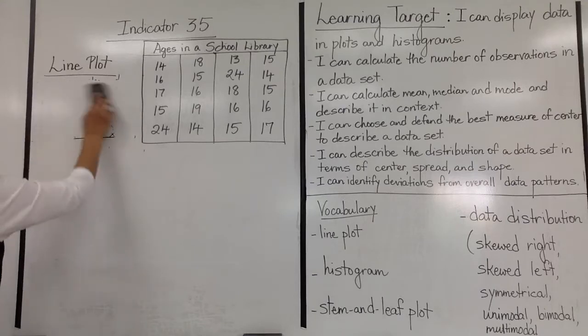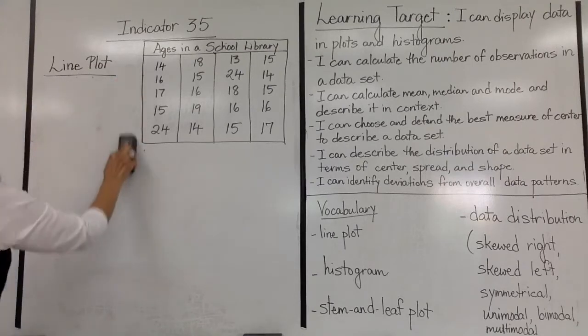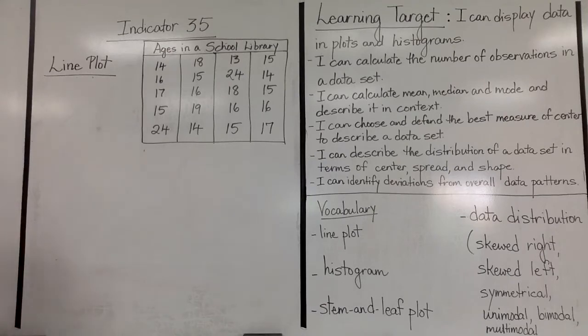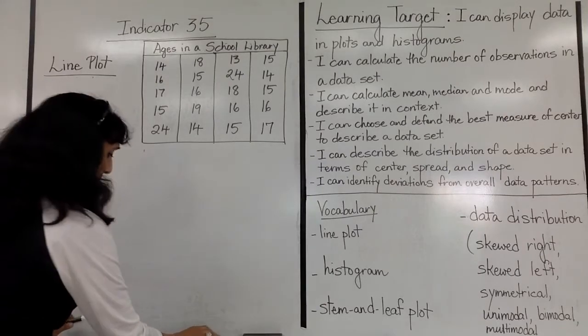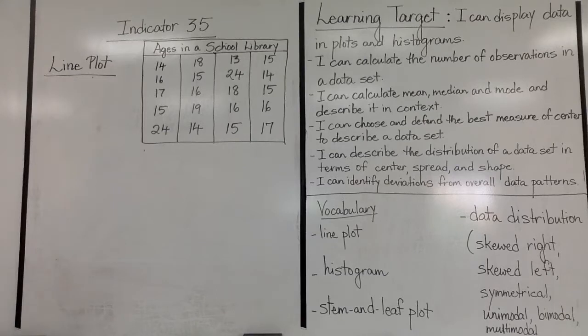Now, let's plot this line plot over here, which is telling me the ages in a school library. As you can see, we have all these ages listed in the table, and we are going to make a line plot with this table, okay? So first and foremost, you are going to make a line, and whenever you are graphing, a line is the first thing that you need to be making.